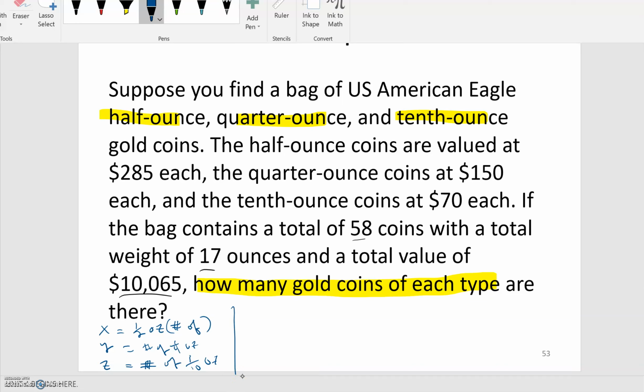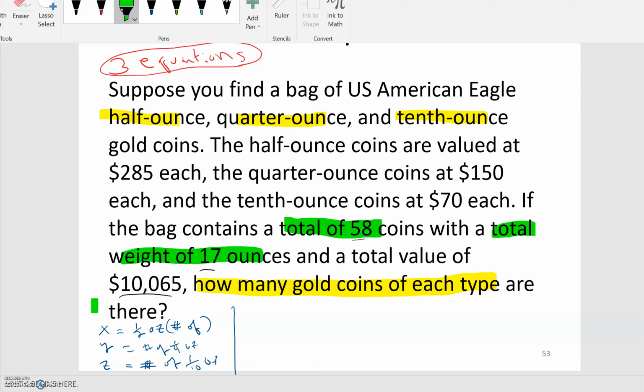And again, to write equations, we look for numbers that occur in the problem, and that we could write an equation based around those numbers. Also, since we have three variables, we're going to need three equations here. Three equations for three variables, okay? All right, so numbers that I see: a total of 58 coins, a total weight of 17 ounces, and a total value. So I think this one's pretty easy because we're going to write a total number equation, a total weight equation, and a total value equation, which are relatively straightforward. I mean, not to say that there's nothing to do here, but it could be worse.